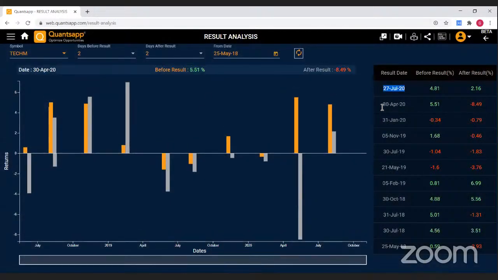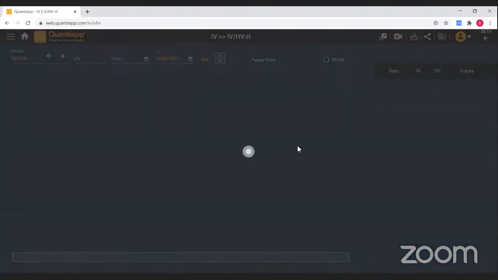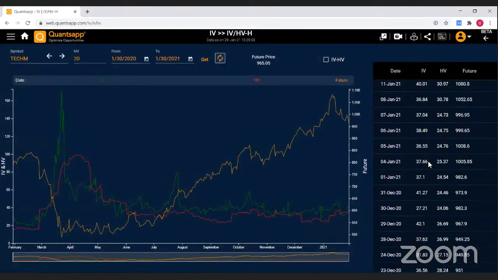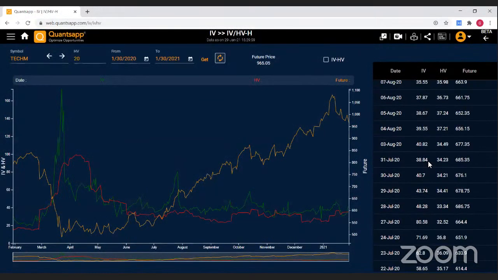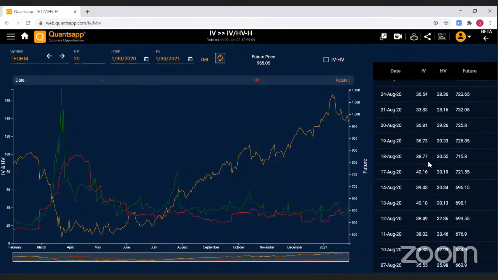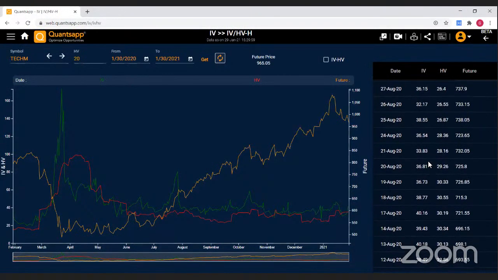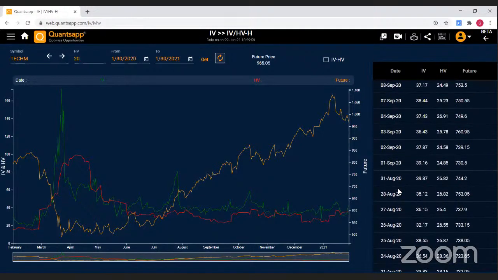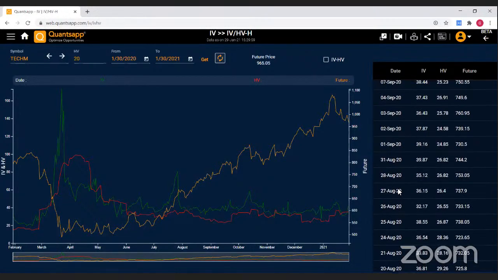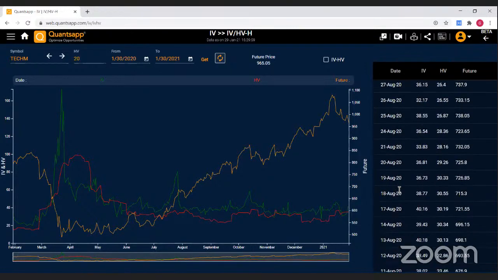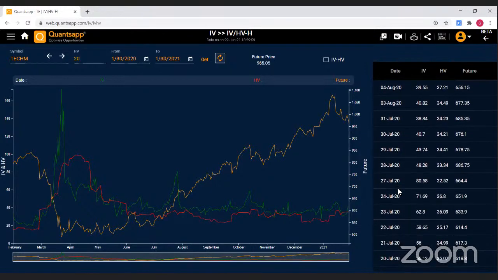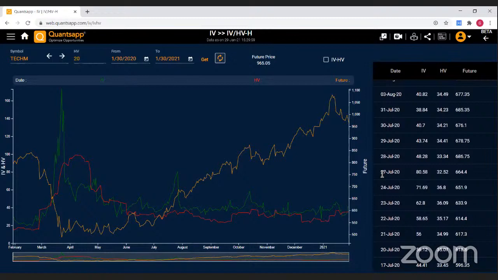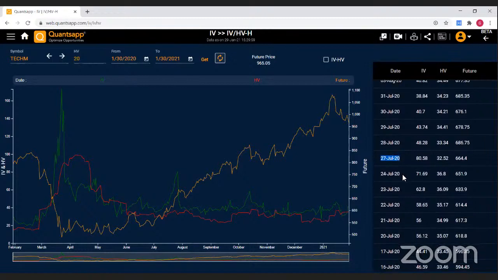27th July, 30th of April. So we're going to see now here 27th of July and 30th of October. So if I go 27th July, September. So see, this is 27th of July 20.